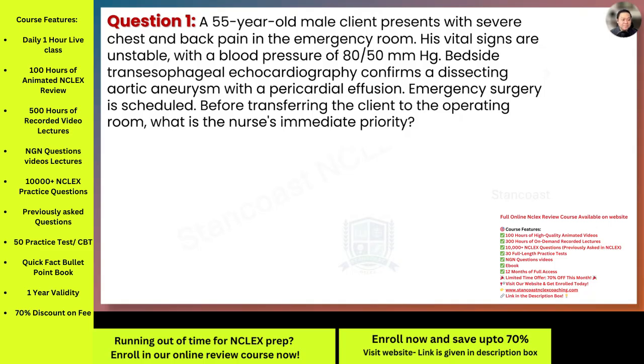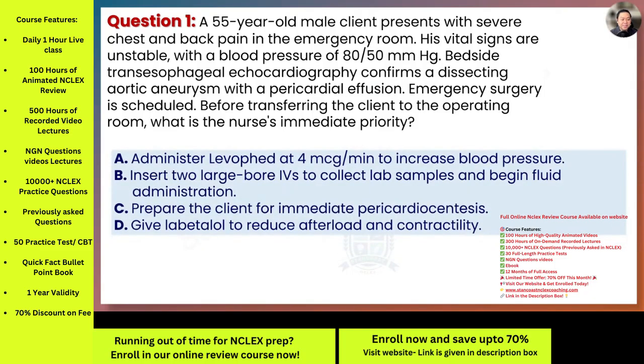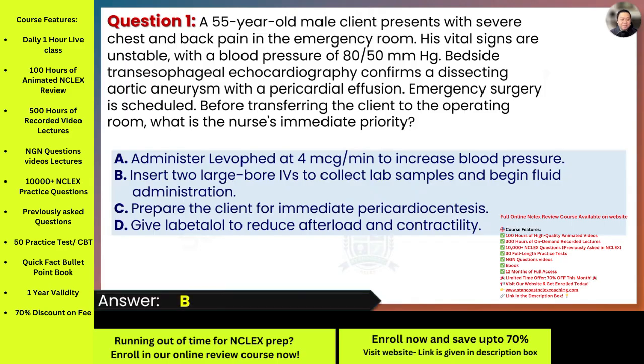Options. A. Administer Levophed at 4 micrograms per minute to increase blood pressure. B. Insert 2 large bore IVs to collect lab samples and begin fluid administration. C. Prepare the client for immediate pericardiocentesis. D. Give labetalol to reduce afterload and contractility. The answer here is letter B.